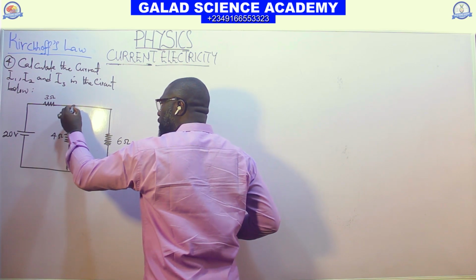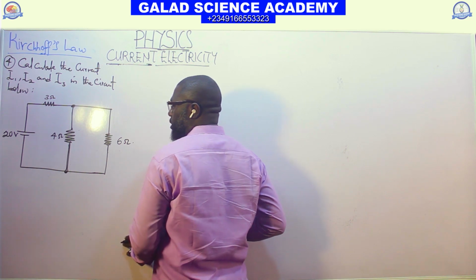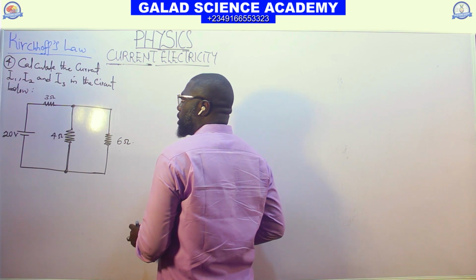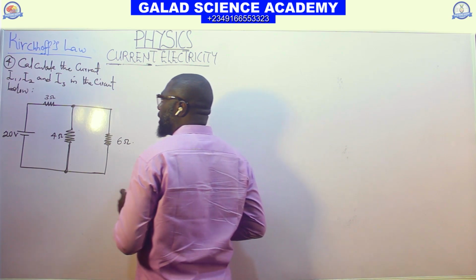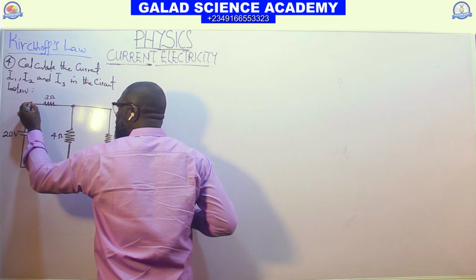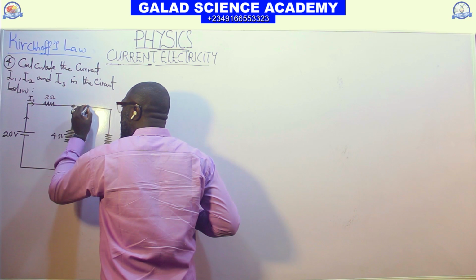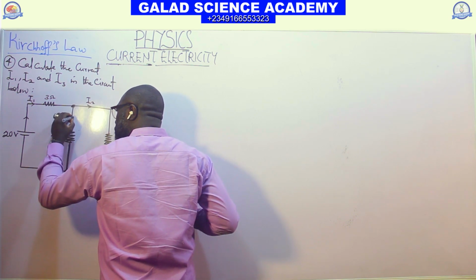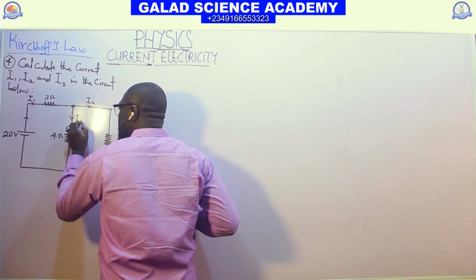And this is a what? A junction. This is also a junction in the circuit. You are now asked to find the currents I1, I2, I3. And here is the direction of the current. This is current I1. And here we have current I2. So this place is current I3.